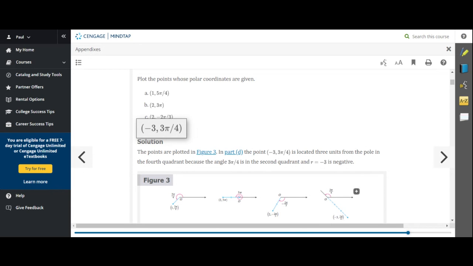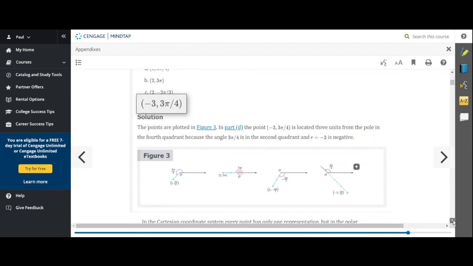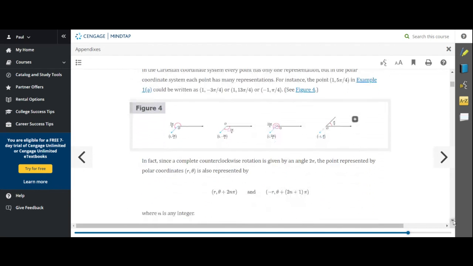Okay, so you've just seen how to plot some polar coordinates. All right, are there any questions on that? Okay, well, let's move on then.